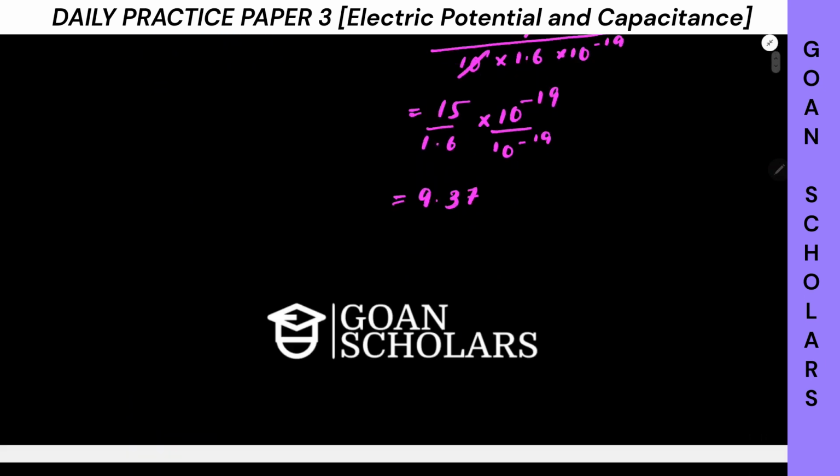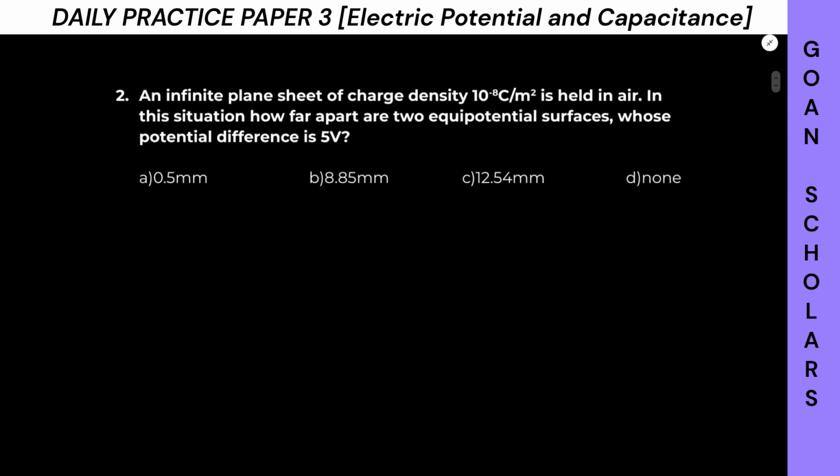Let's move to question number 2. Question number 2 says an infinite plane sheet of charge density. What is our charge density from the first chapter? Sigma. That is given here as 10 to the power minus 8 coulomb per meter square. So by looking at the units, we know that sigma is nothing but charge upon area, right? In this situation, how far apart are two equipotential surfaces? We have to find d, the distance, how far apart they are, whose potential difference, voltage, is given here as 5, right?